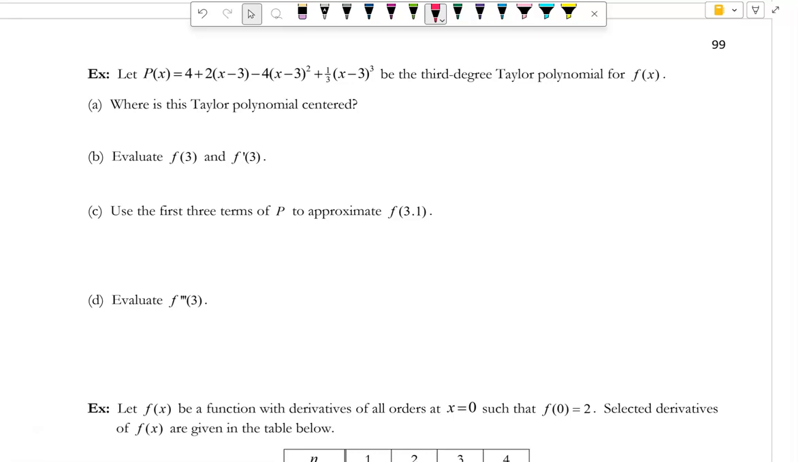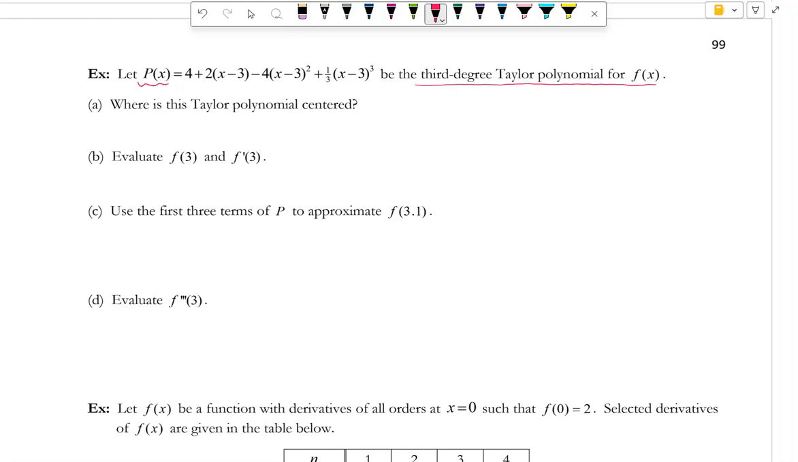So there will be times on an AP test when you're asked to find a Taylor polynomial for a function f. However, there are going to be other times when they give you a Taylor polynomial and they ask you to interpret what is going on. So notice in this case, the question is saying, let p of x be the third degree Taylor polynomial for a function f of x. And we are first asked, where is the function centered?